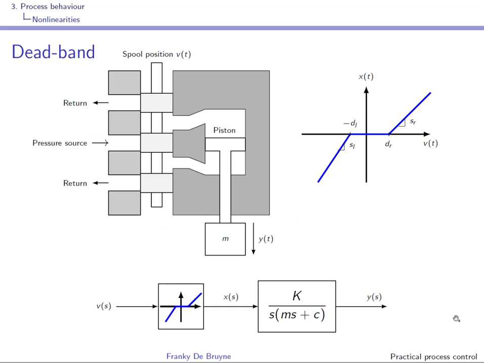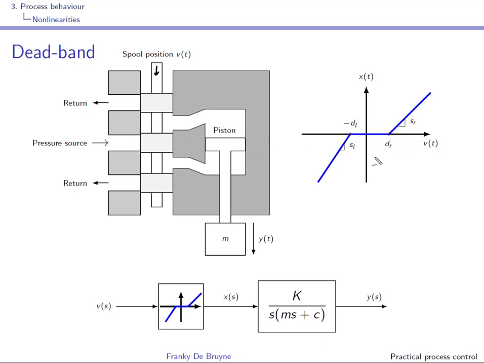The spool blocks the valve opening with some overlap, so that for a range of spool positions there is no fluid flow. So at the input of the process you have this deadband or dead zone nonlinearity. When you start pushing for some time, there is no opening, and then suddenly the opening comes over here.